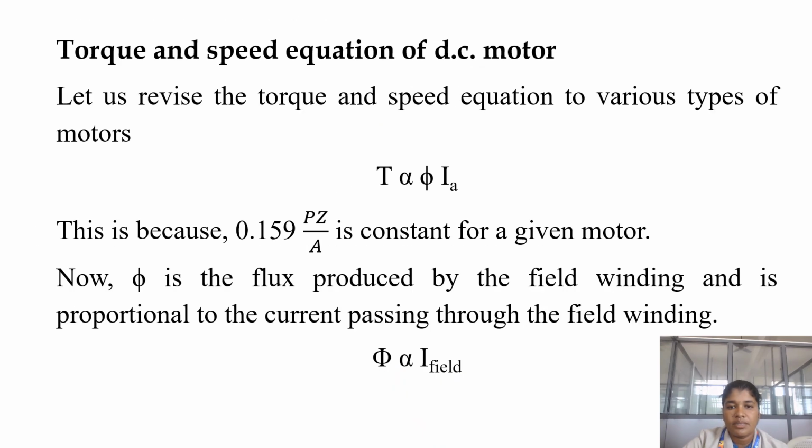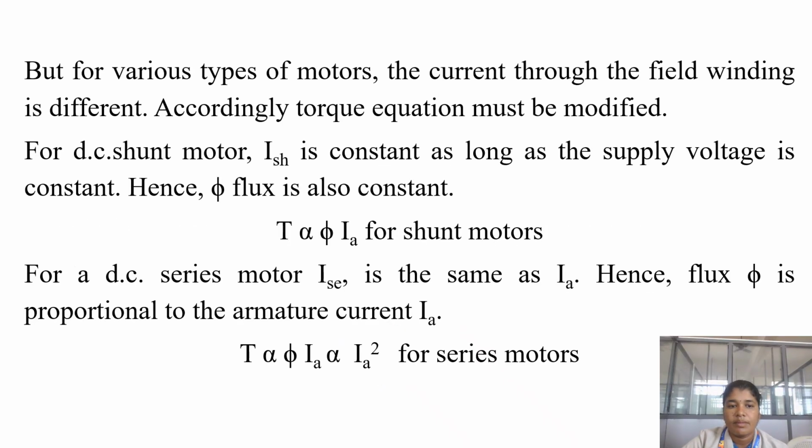Now the torque and speed equations for the various types of motor. Torque is directly proportional to phi and IA. For the shunt motor, the flux produced by the field winding is proportional to the current passing through it, so phi is directly proportional to the field current.